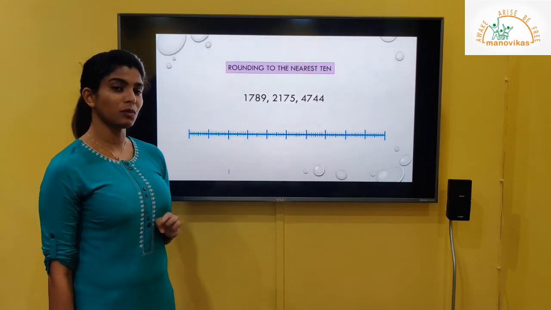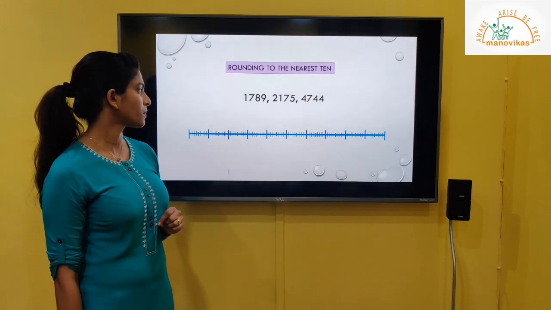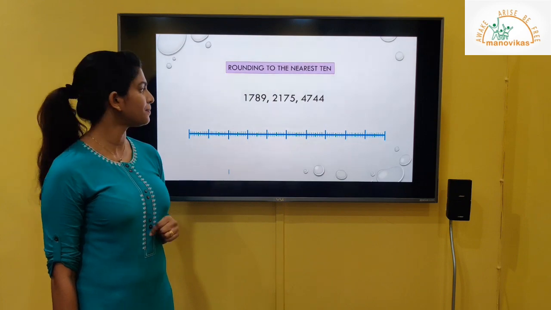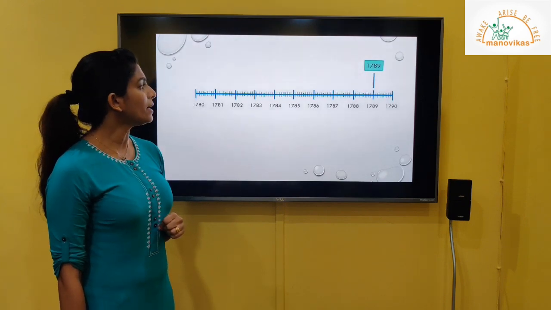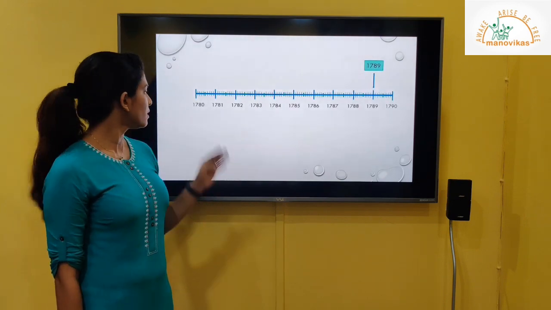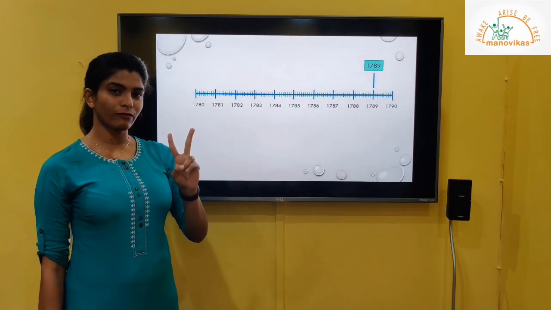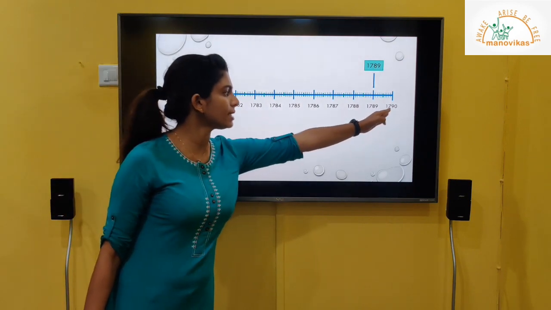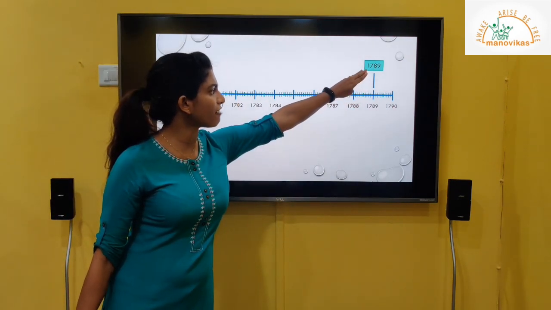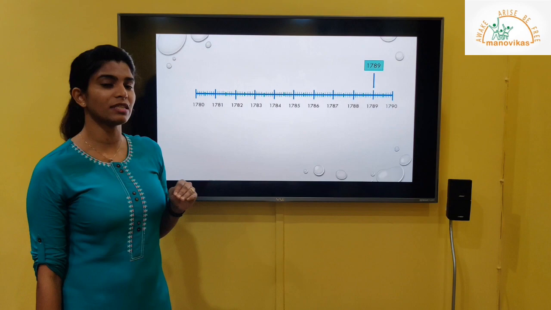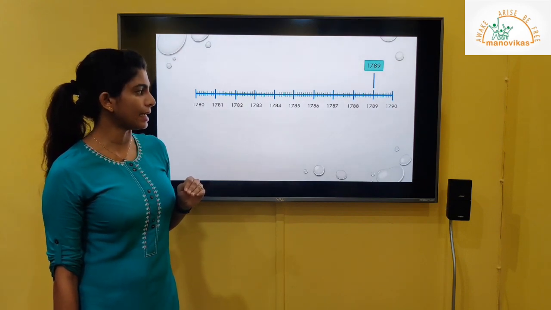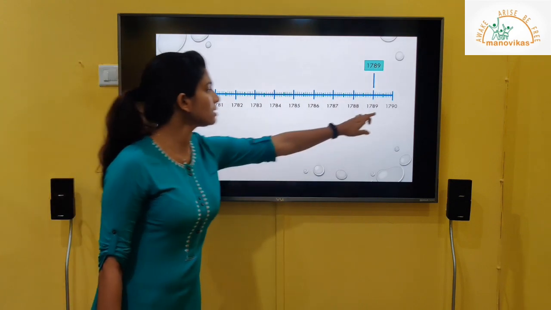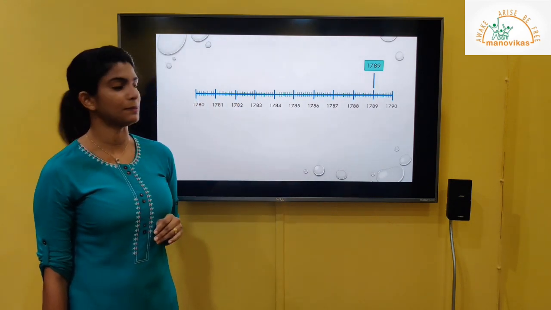Rounding to nearest 10 with 4 digits now. Again, remember, we are looking only at the ones place. Here, 1789. So there are two possible tens as I have told you all. It is 1780 and 1790. And the number we have marked is 1789. Where is it lying? It's lying somewhere here. So which number is closer? Very good. It is 1790.